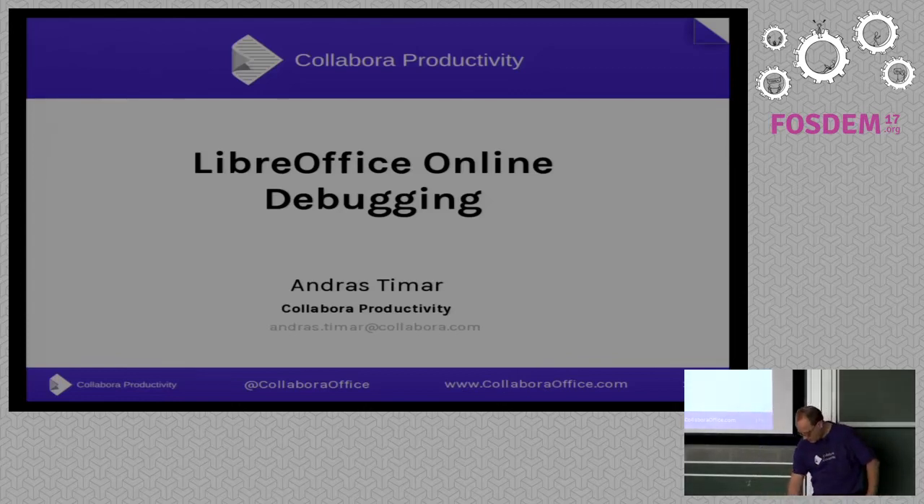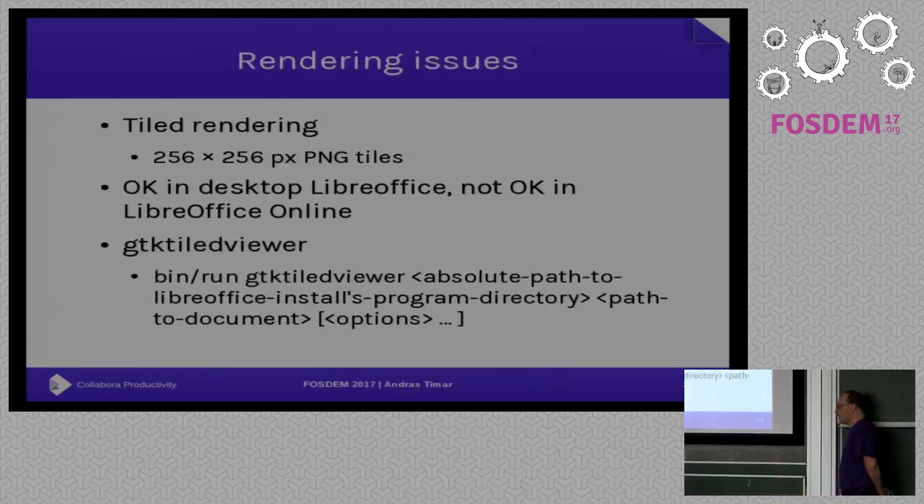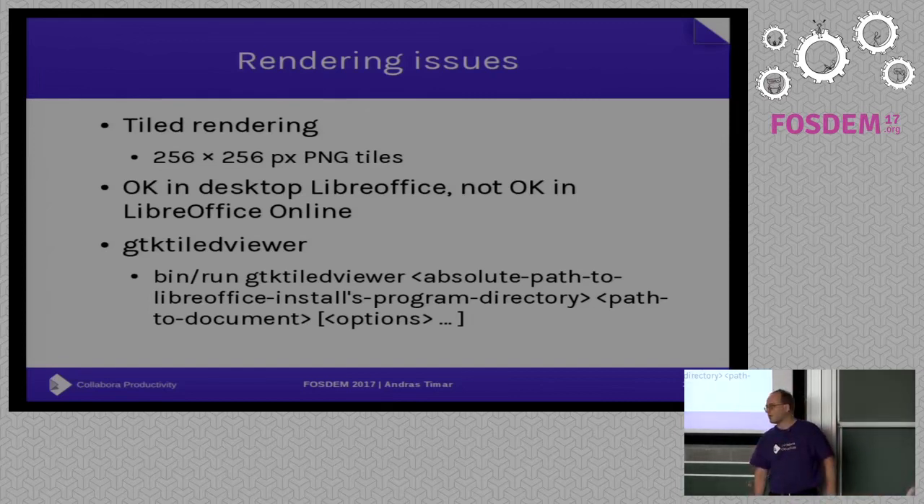So the first topic is about the rendering. Behind the scenes, there is the concept of so-called tiled rendering. For LibreOffice Online, we render the document into bitmaps, into 256 by 256 PNG tiles, and on the client side we put those tiles together and render the image. But we also have an application, the GTK tiled viewer, which can be used for debugging rendering issues. So you don't have to set up the complete online environment in order to debug rendering problems.